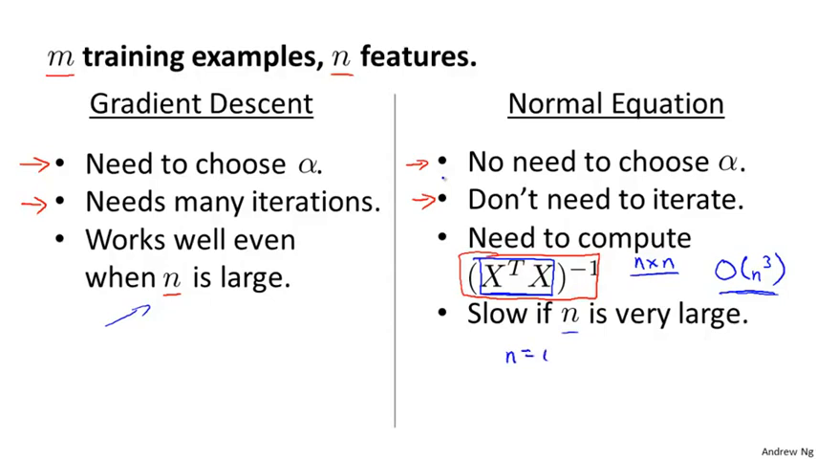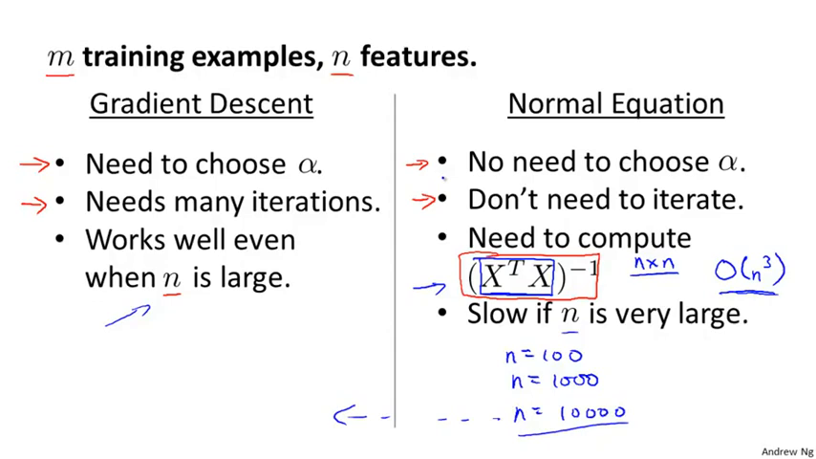Well, if n is on the order of 100, then inverting a 100 by 100 matrix is no problem by modern computing standards. If n is 1000, I would still use the normal equation method. Inverting a 1000 by 1000 matrix is actually really fast on a modern computer. If n is 10,000, then I might start to wonder. Inverting a 10,000 by 10,000 matrix starts to get kind of slow, and I might start to lean in the direction of gradient descent, but maybe not quite.